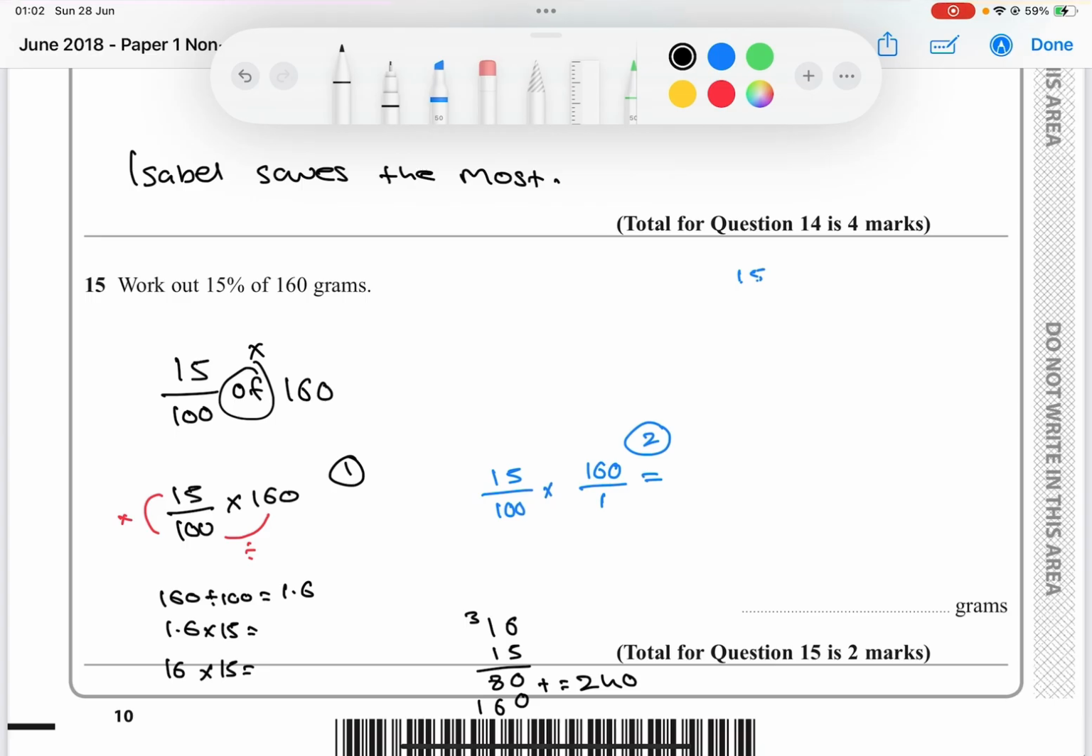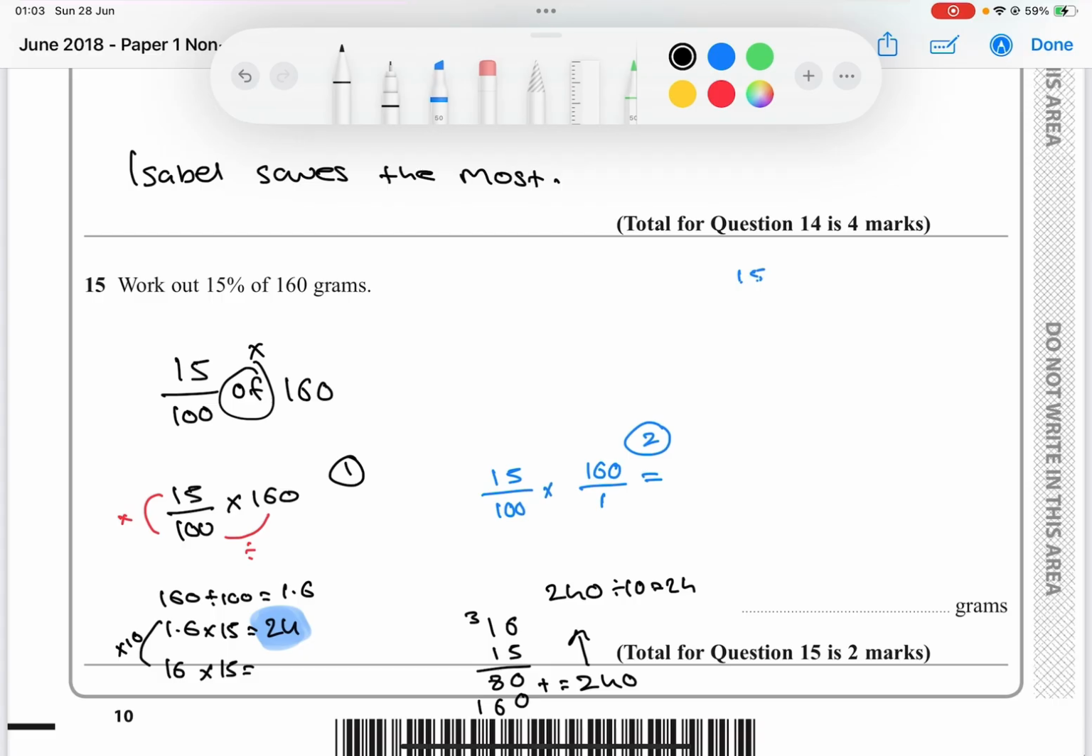But because we had multiplied by 10 over here, we have to divide by 10. So I'll bring this here, yeah? So 240 divided by 10, which would be 24. So 1.6 multiplied by 15 is 24, okay? So that's one way you could do it. So this is your answer here.